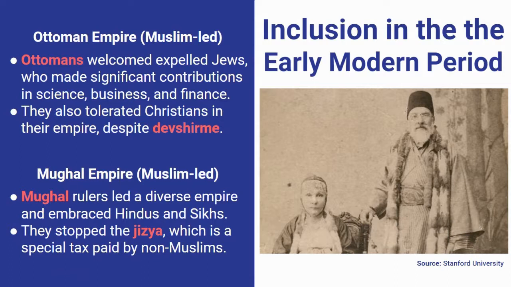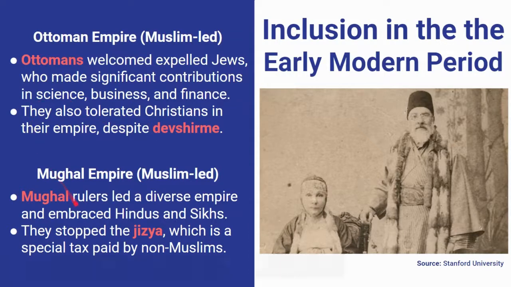Devshirme I just brought up as an example, and I talked about this in class, how that started as a pretty brutal practice. It started as basically the kidnapping of Christian children for the military and bureaucratic elite in Ottoman society. But over time, as Christians embraced their status as Ottoman subjects and were treated relatively well by the Ottomans, eventually families wanted their children to be part of this. And eventually it became something they were proud of.